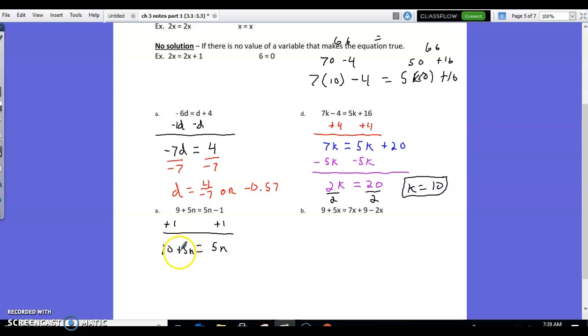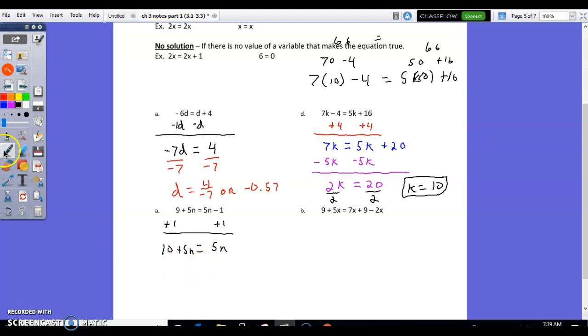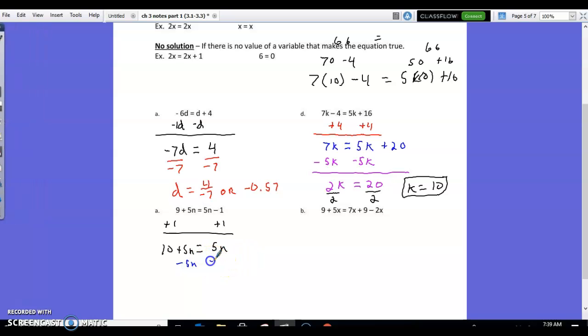All right, now from this point, I have a constant and a variable, so I want to get rid of this variable over onto this side, so I'm going to subtract 5n from both sides. So you'll basically be adding and subtracting until your very last step where you're either going to multiply or divide. So over here I have 10 equals, and then 5n minus 5n is 0. So this would be an example of no solution. If it comes down to where the variable terms cancel out and the two numbers on either side don't match up, it would be no solution.